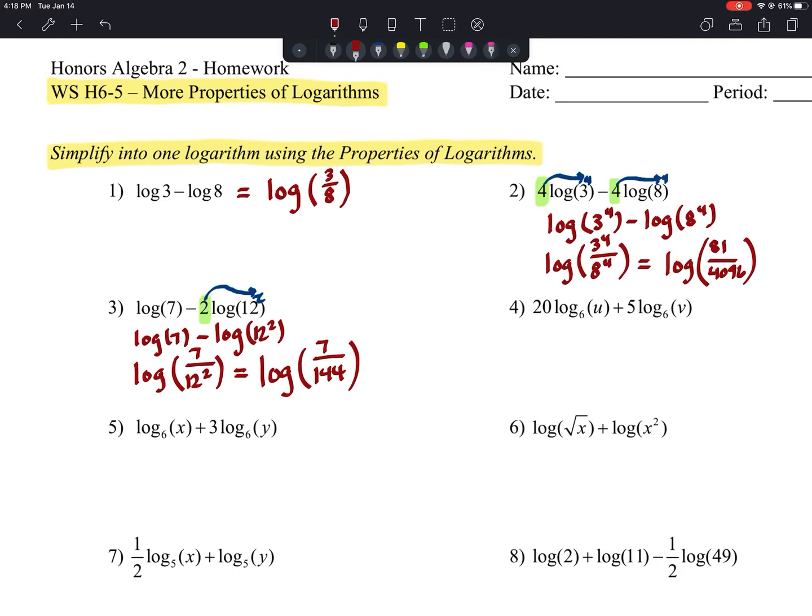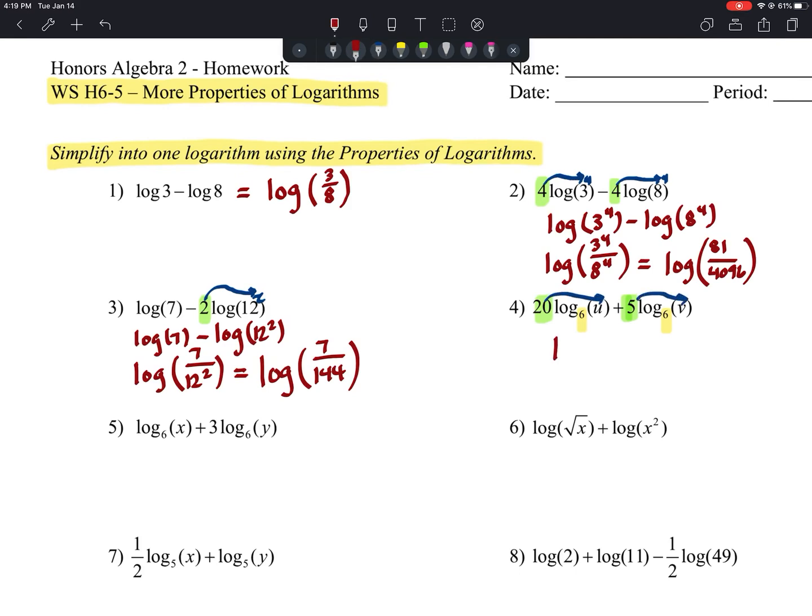All right, I'll do one more here for this video. We've got 20 times log base 6 of u plus 5 times log base 6 of v. So again, we have coefficients on our logs. We've got to deal with those first. Now this is the first one we've had that wasn't base 10. So down here you see this is log base 6, this is log base 6. So really, as long as they're the same base, that's all that matters here. We're going to take these coefficients, put them up there. This one's just like the one in the notes.